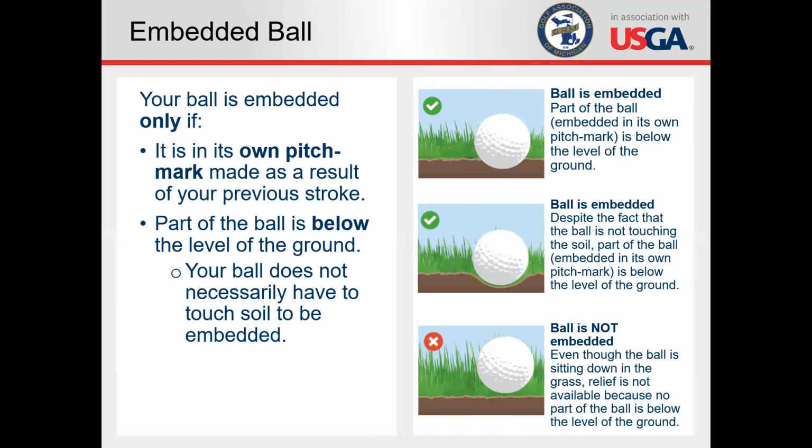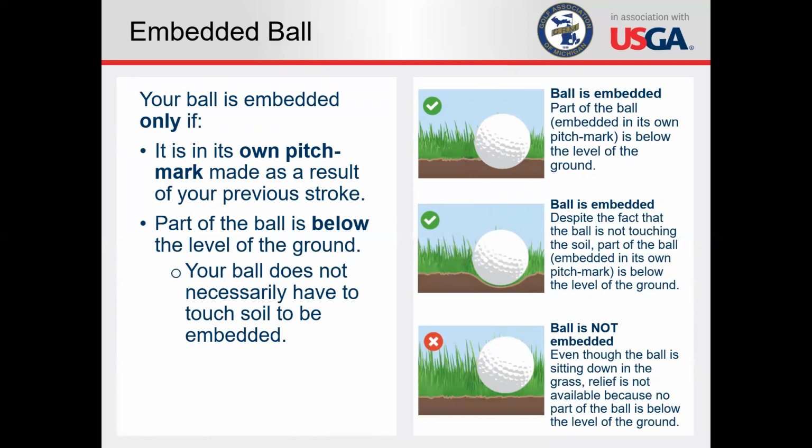All right, a few other things that have changed here. So, the embedded ball rule. Again, the definition of embedded ball has not changed. It needs to be in its own pitch mark, made as a result of your previous stroke, and part of the ball needs to be below the level of the ground. Now, it doesn't say your ball necessarily has to be touching the soil. So you can see here in the pictures, the second picture there, the ball is actually not in the soil, but it's still embedded in its own pitch mark. Whereas you have the last example where it's in there, but it's not embedded in a pitch mark. It's just resting deep in the grass there.